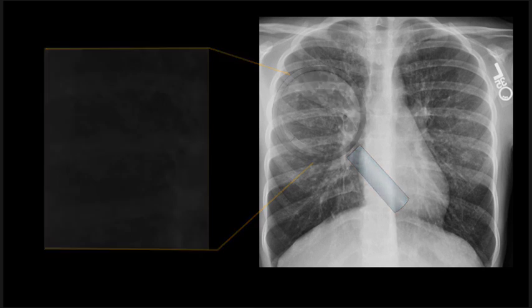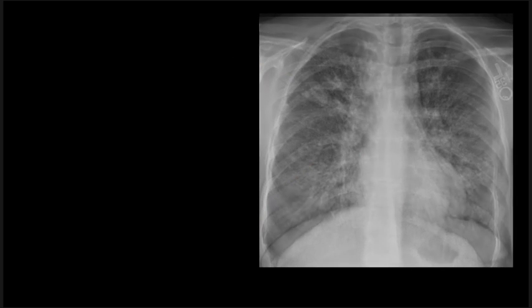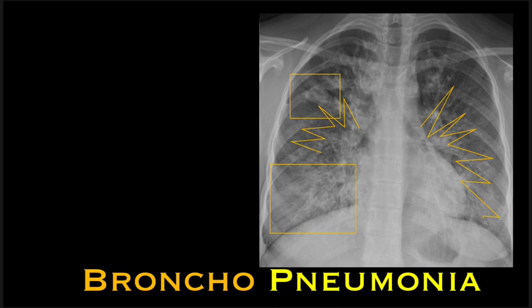And like I mentioned before, this exists on a spectrum where this would be sort of moderate in severity, and something like this would be more severe, where we've got those same streaky opacities, but in addition to that, we've got areas that are starting to become more confluent. This would be a good example of a pretty severe bronchopneumonia.